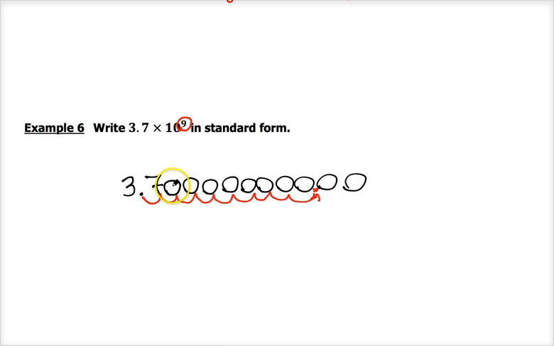So let's count how many zeros that is after the 7. That's 1, 2, 3, 4, 5, 6, 7, 8 zeros we'll need after our 7. And so this would be quite a large number. This is actually 3,700,000,000.